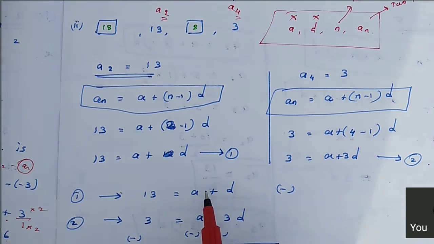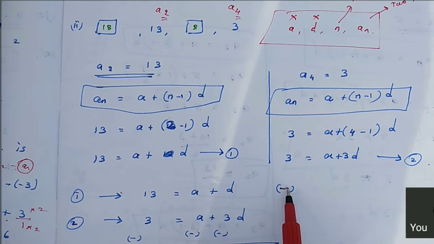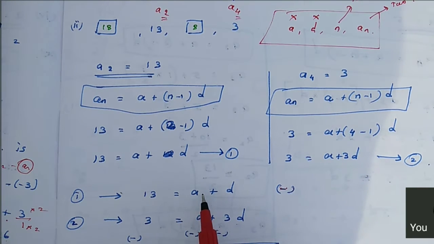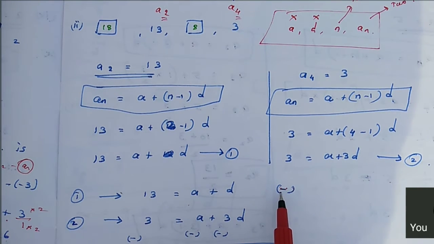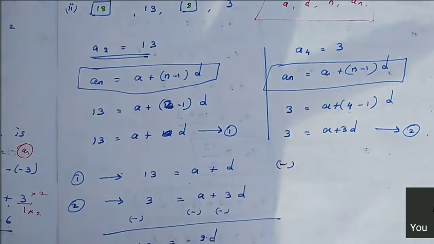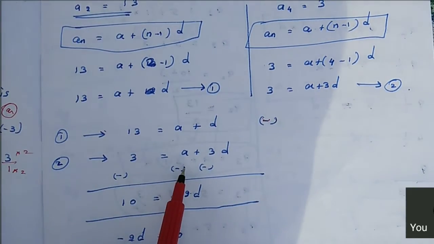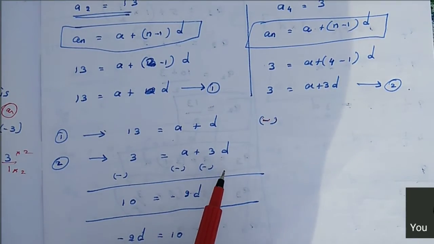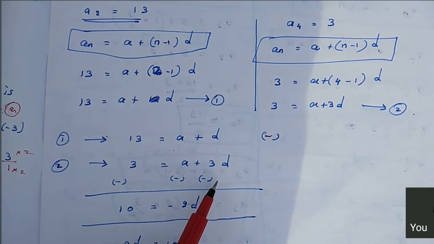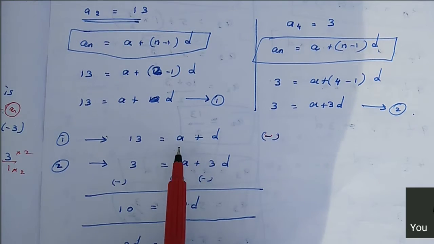When I want to cancel any one of the terms here, I can do the subtraction. Then only can I cancel the plus a and minus a. While doing a subtraction, we should change the signs, right? So plus 3 became minus 3, plus a became minus a, plus 3d became minus 3d. Are you clear? Then 10 equals, plus a minus a cancel.